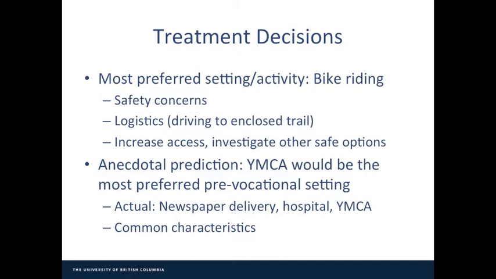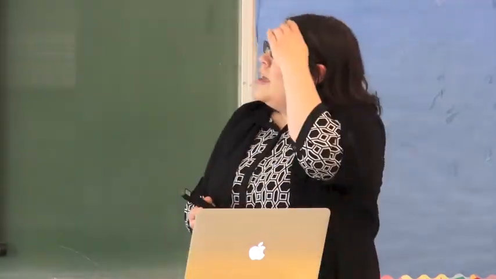So we're looking at increasing the frequency he goes and just finding a way to build it into the schedule more frequently. And then also investigating whether there are some other safe options for bike riding. Maybe there are some other trails, some other places he could ride his bike in the community that would be safe, that wouldn't be on the roads. That's a good example of there's a fairly high response effort involved to make it happen. And if we didn't know this was his most preferred community activity, we might not put that effort in. And we might choose to let him access something else.